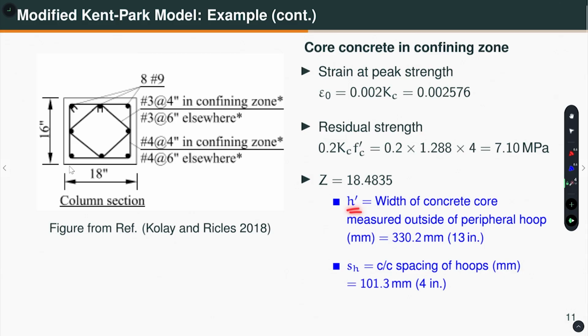The width of concrete core, that means here to here, is 13 inch, isn't it? Because 16 minus 1.5, 1.5, that is 3. So, that is 13 inch. This is the width, okay. And SH is the center to center spacing of hoops, the outer hoops, which is 4 inch. So, that is 101.3 mm, right. So, with that I calculate my Z for confined concrete 18.5, okay.